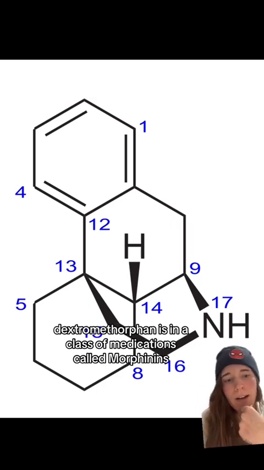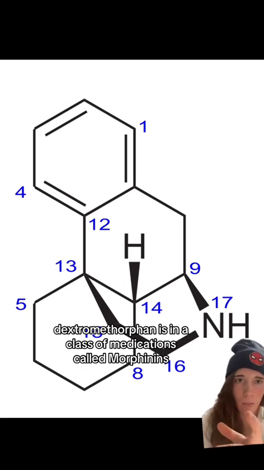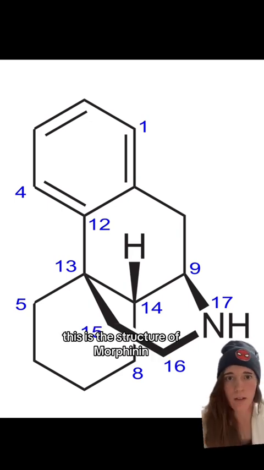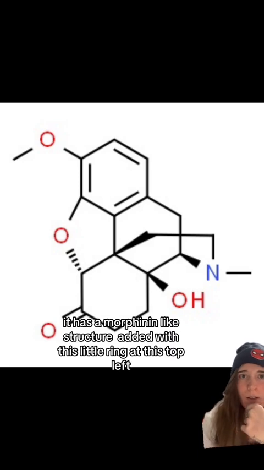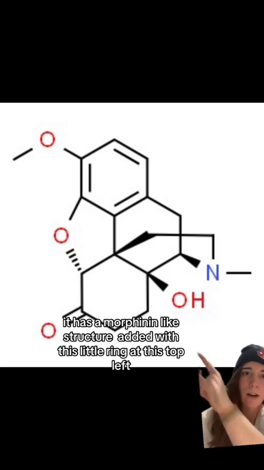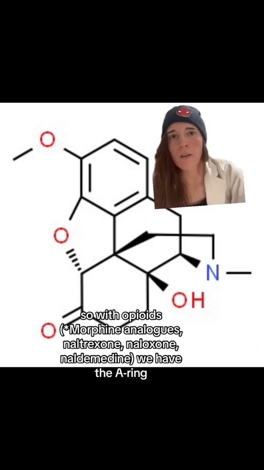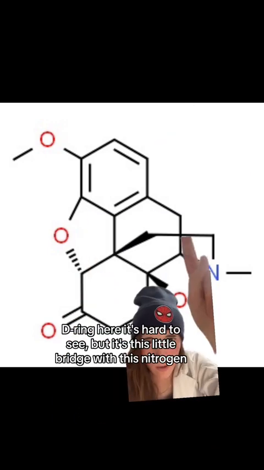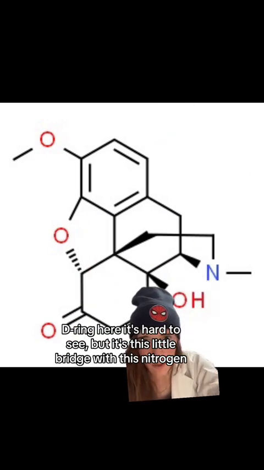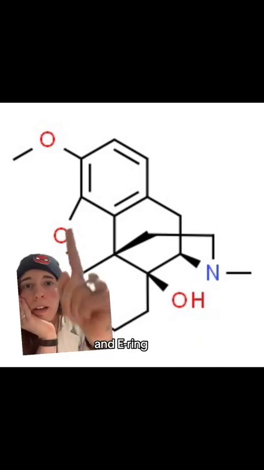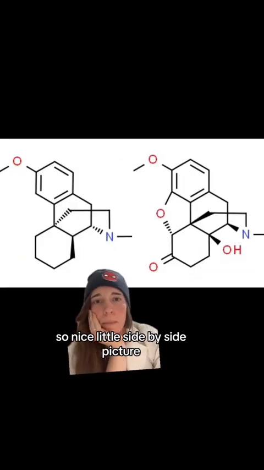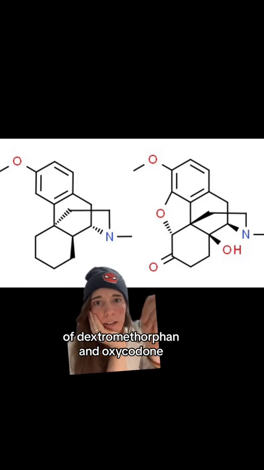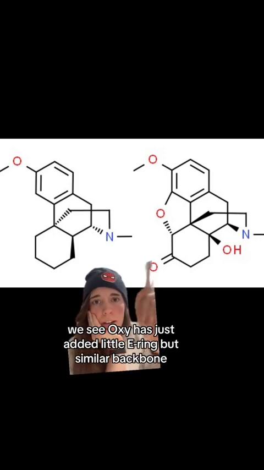Dextromethorphan is in a class of medications called morphinans. This is the structure of a morphinan. This is oxy, or oxycodone. It has a morphinan-like structure added with this little ring at this top left. So with opioids, we have the A ring, B ring, C ring, D ring here, it's hard to see, but it's this little bridge with this nitrogen, and E ring. So a nice little side-by-side picture of dextromethorphan and oxycodone. We see oxy has this added little E ring, but similar backbone.